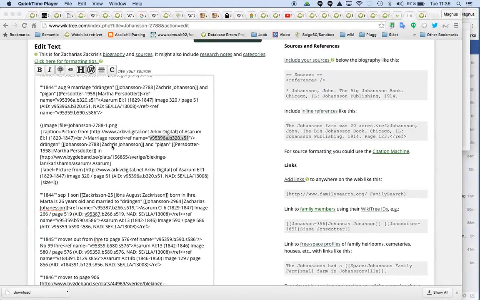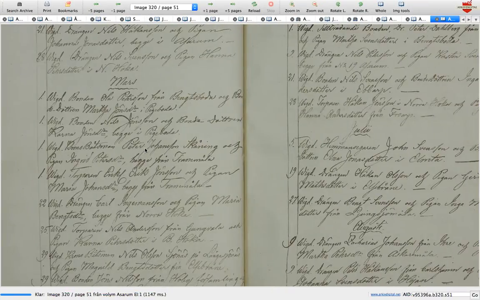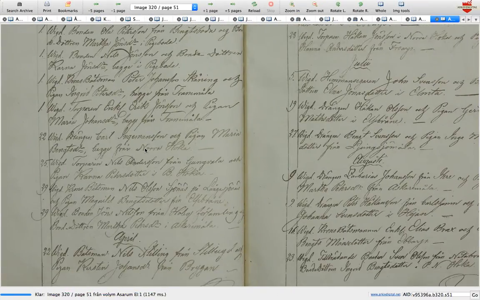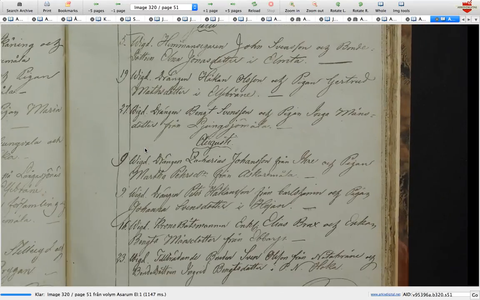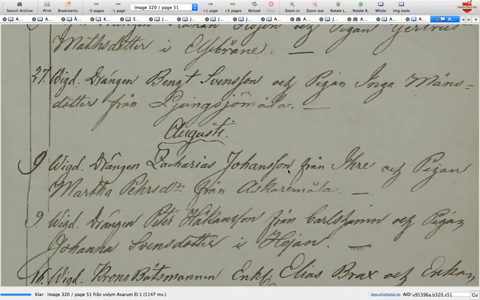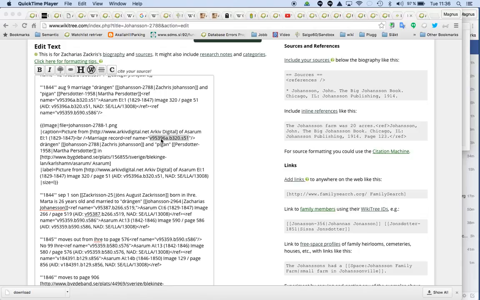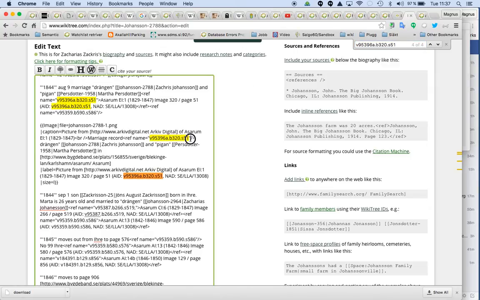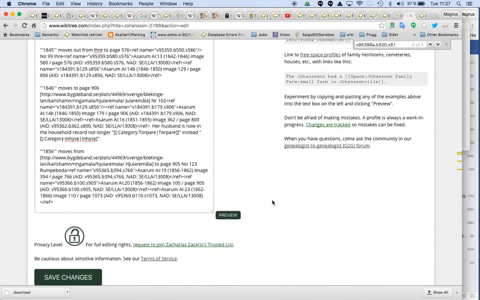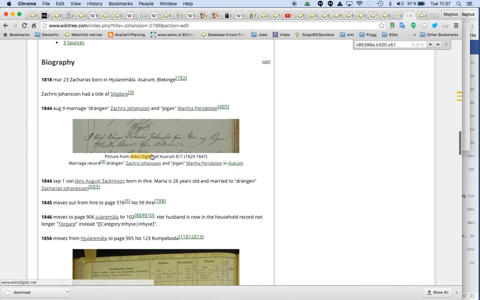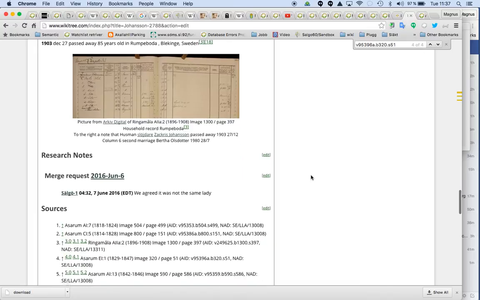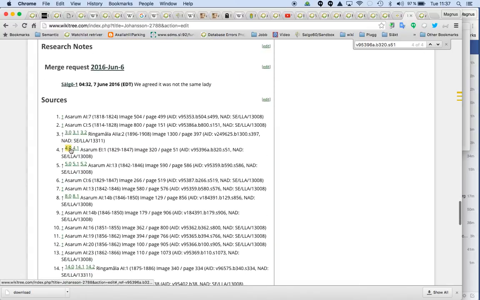So this is the marriage record of Zacharias and Pigan. And they are marrying here, down here. Marriage, drängen Zacharias Johansson from Ire and Pigan. So this is what I do then. So then next time we are referring to it, I just add this slash. That means that he will reuse it up here. And if we go down here, we can see that this is number 4. And if you go down to number 4, we can see it's 414, so it's used 2 times.